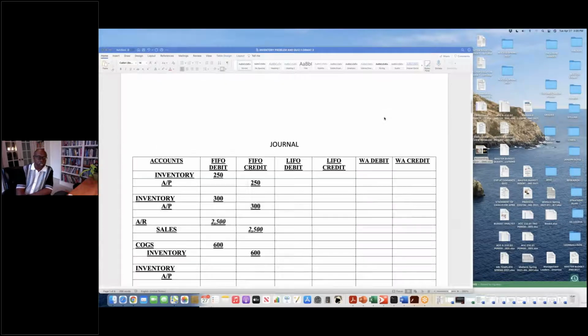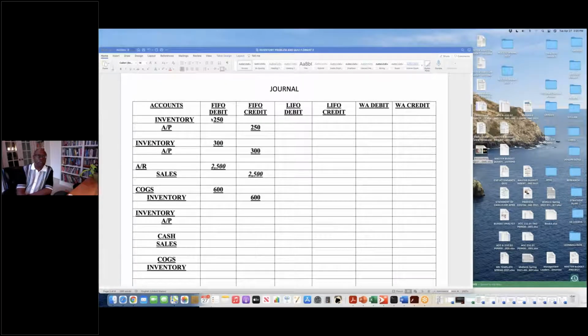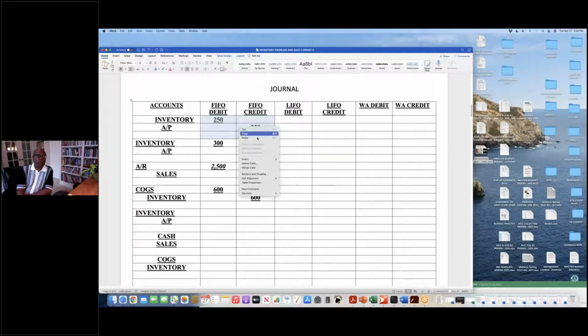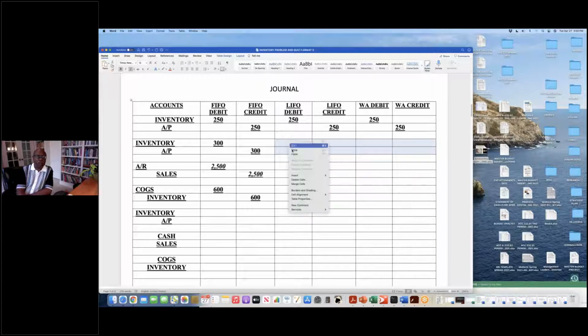So first of all, as I told you before, the purchase journal entry is going to stay the same. And that's going to be the same whether it's LIFO, FIFO, or weighted average. I could have put these in too. So nothing changes. Then the sales journal entries stay the same.